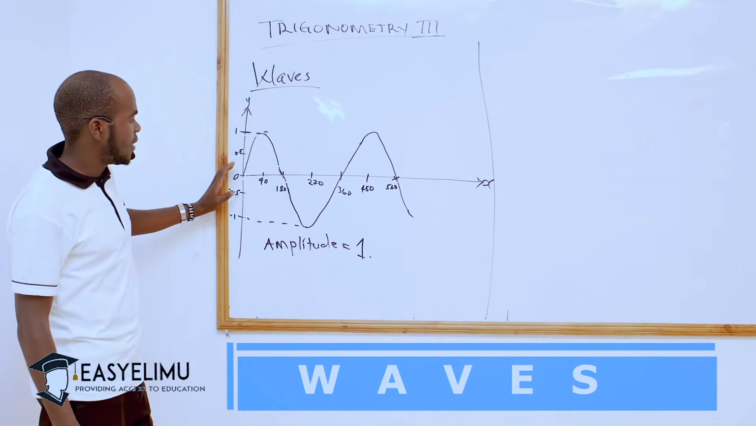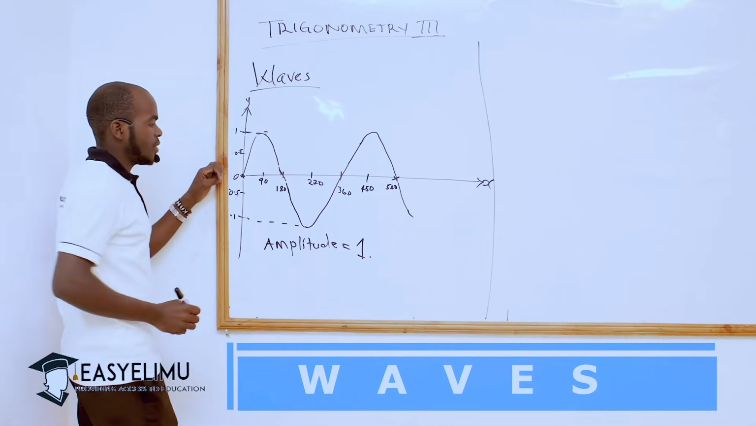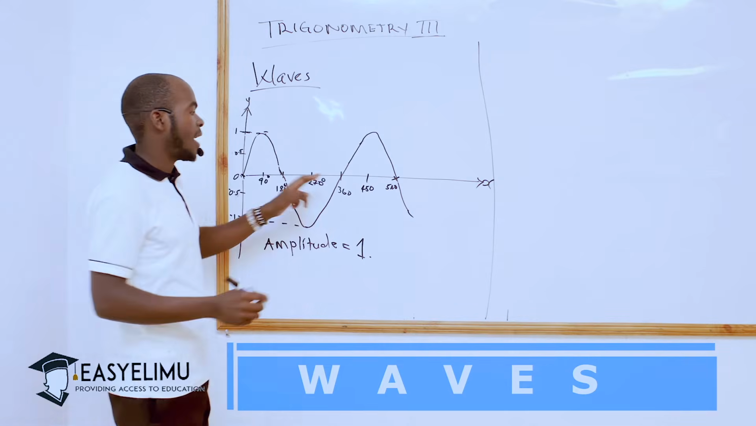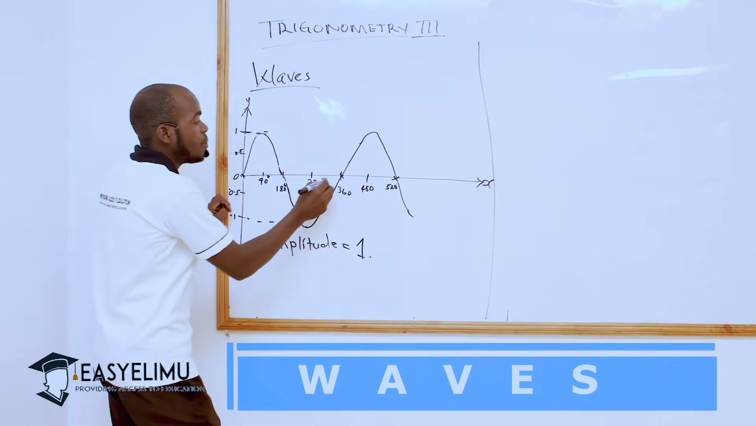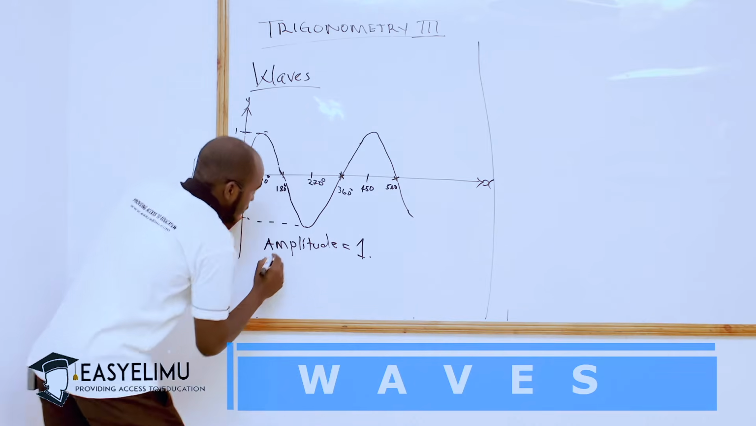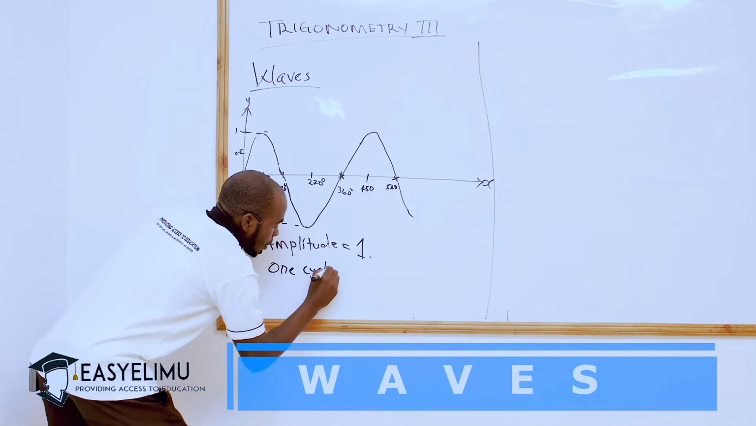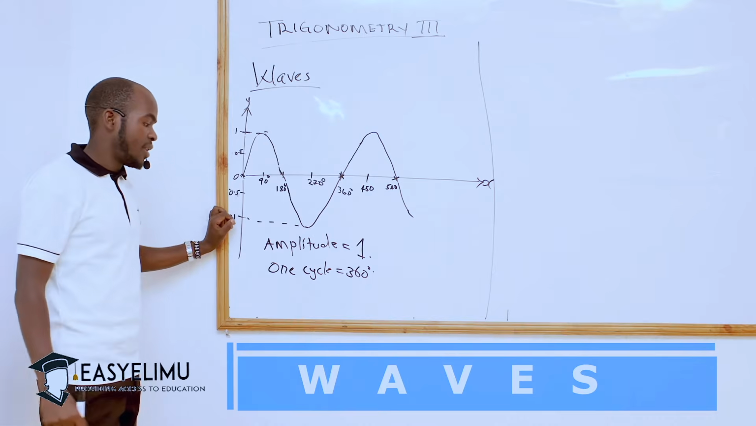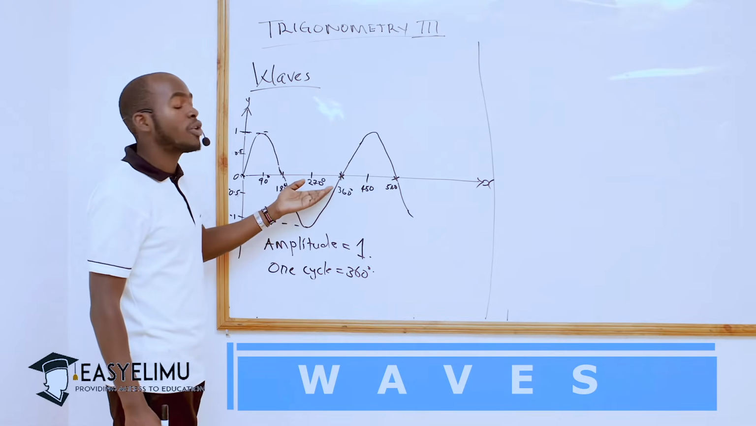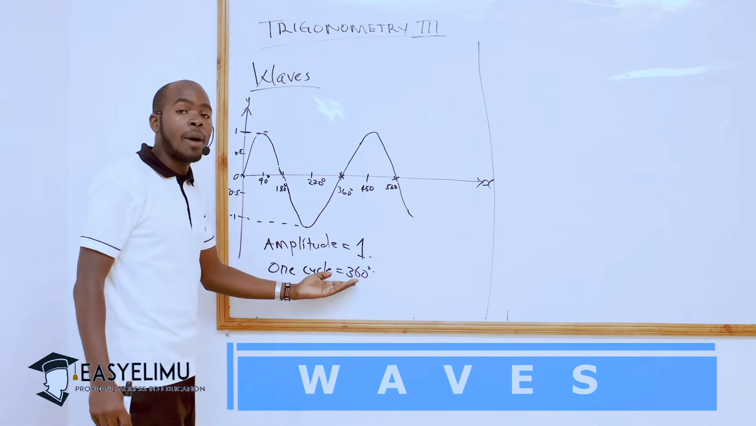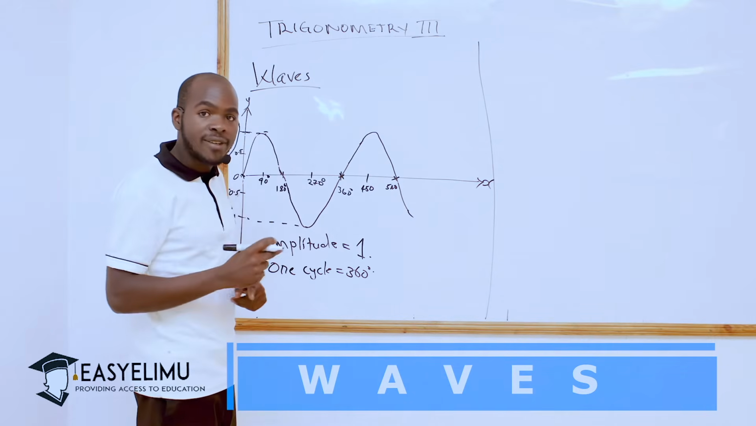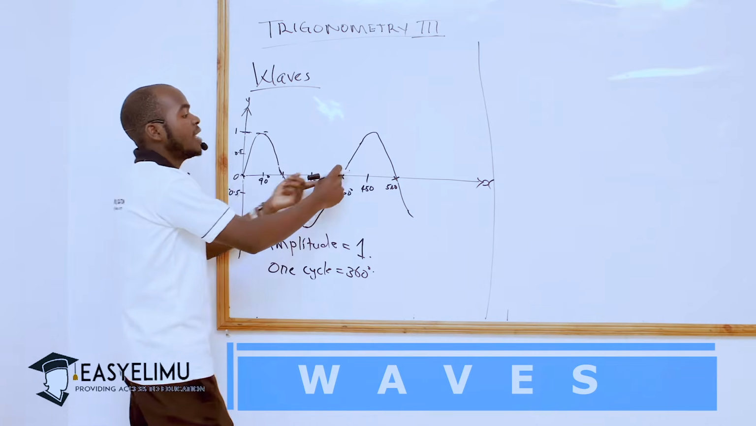In this case, we can see that this wave starts from 0 degrees, then cuts the axis, comes back and cuts again to complete one circle. It completes one circle at 360 degrees. This one cycle is what we call a full wavelength, and this full wavelength is what we call the period of the wave. It is the interval the wave takes to repeat itself from its initial position.